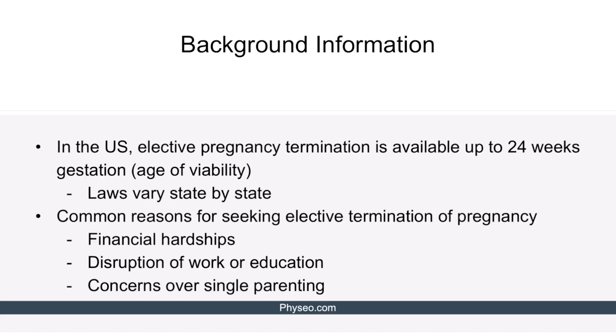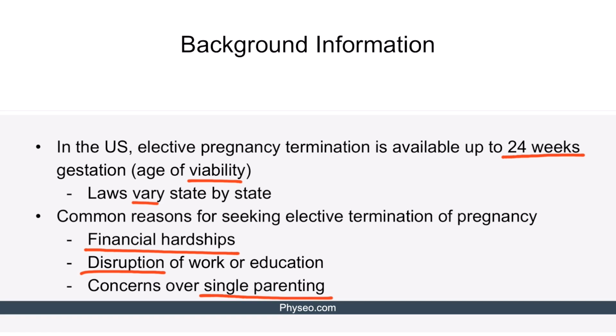Now, in the United States, elective pregnancy termination is generally available up to 24 weeks of gestation, which is considered the age of viability. That being said, the specific laws vary state by state. Common reasons for seeking elective termination of pregnancy in the U.S. include financial hardships, disruption of work or education, and concerns over single parenting.